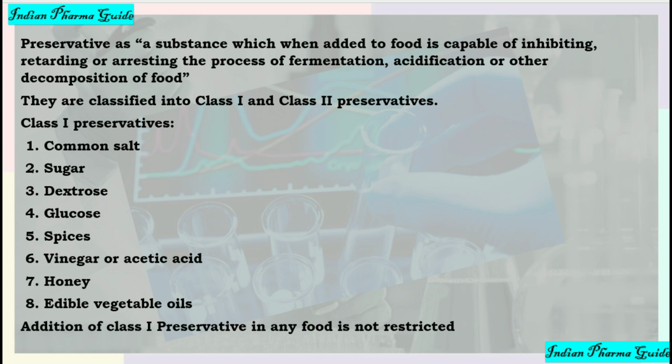So as we already know, preservatives are the substances which can be added to the food to inhibit the decomposition, acidification and fermentation of the food products. So preservatives are divided into two types. One is class 1 preservatives and second one is class 2 preservatives. Actually class 1 preservatives do not have any restrictions and class 2 preservatives have restrictions. Some examples of the class 1 preservatives: common salts, sugars, dextrose, glucose, spices, vinegar or acetic acid, honey and edible vegetable oils.